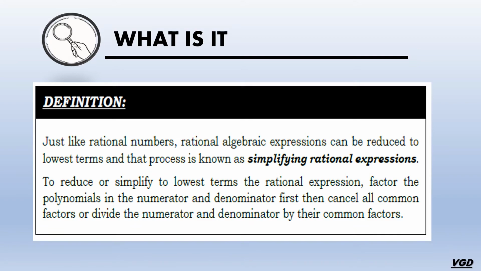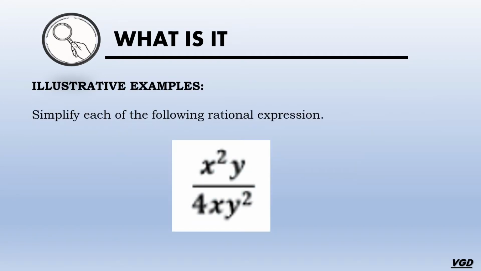What is it? Just like rational numbers, rational algebraic expressions can be reduced to lowest terms, and that process is known as simplifying rational expressions. To reduce or simplify to lowest terms the rational expression, factor the polynomials in the numerator and denominator first, then cancel all common factors, or divide the numerator and denominator by their common factors. Let's take these illustrative examples.